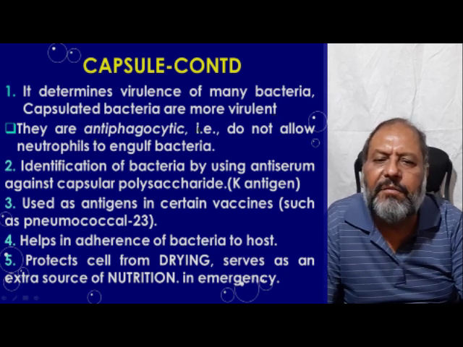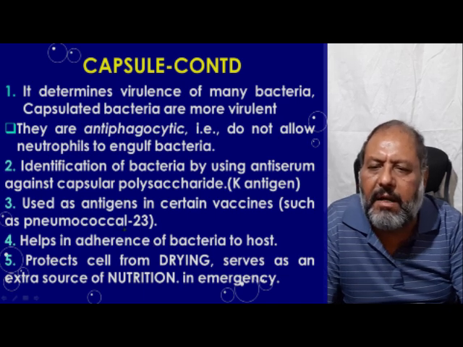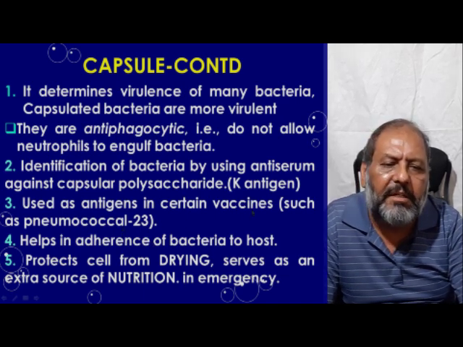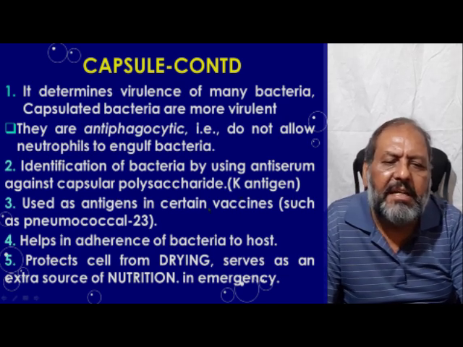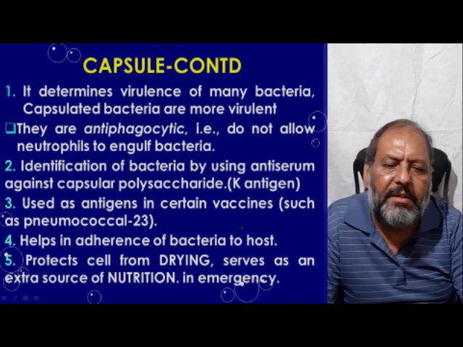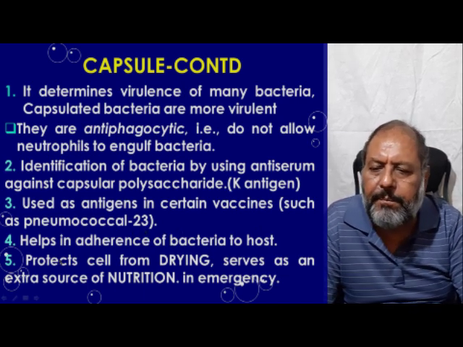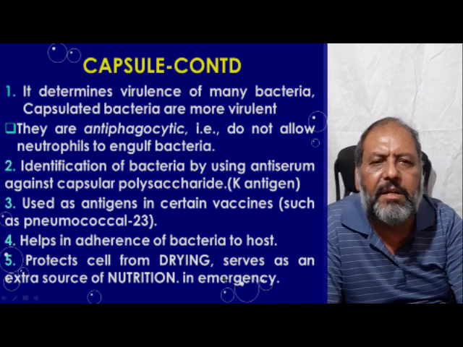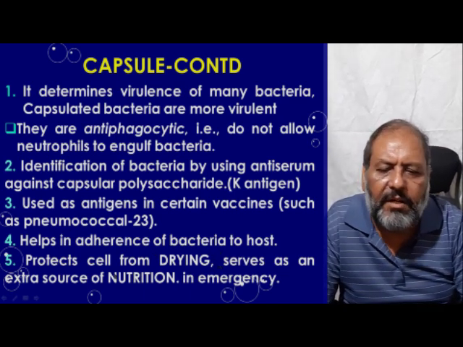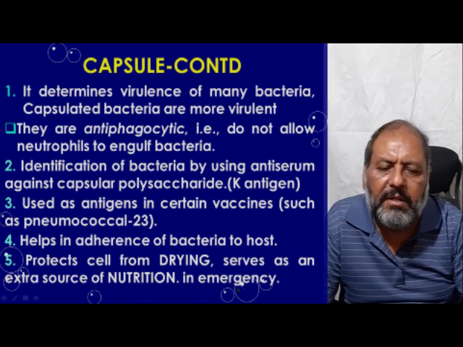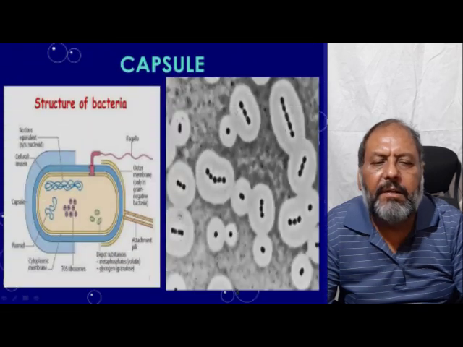They are antiphagocytic, that is, they do not allow the neutrophil to engulf the bacteria. They also allow identification of the bacteria by using antiserum against the capsule polysaccharide K antigen, and are used as antigen in certain vaccines such as the pneumococcal 23. The capsule helps in the adherence of the bacteria to the host, protects the cell from drying, and serves as an extra source of nutrition in case of emergency, helping to provide energy.